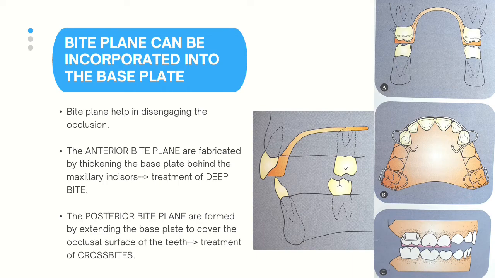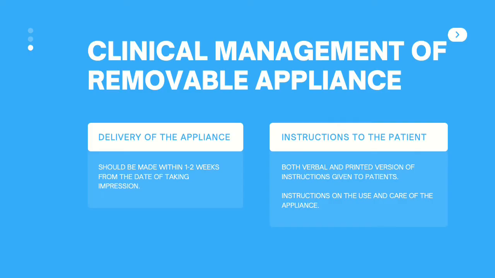For the clinical management of removable appliances, what you need to know is how to issue the appliance properly to the patient and what instructions should be given to the patient. The issue or delivery of the appliance to the patient should be made within 1 or 2 weeks from the date of taking the impression, in order to make sure that the appliance will fit properly.